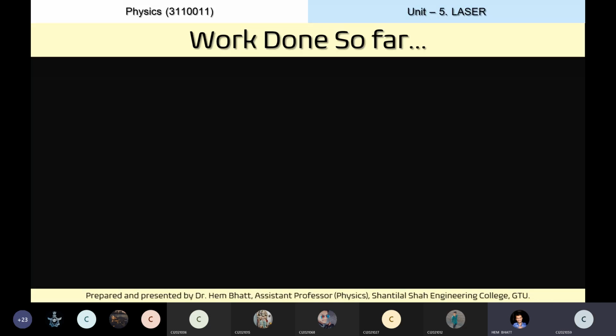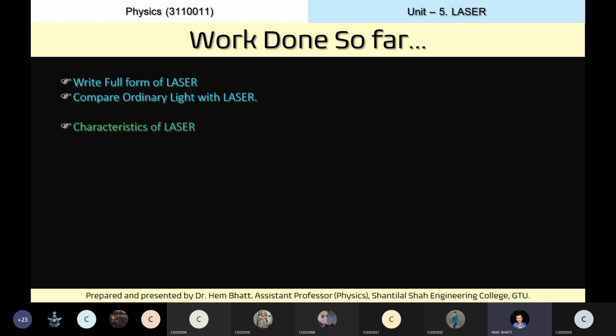How much work we have done so far? So full form of laser we have done, comparison between ordinary light and laser we have done, characteristics of laser we have done, then how to produce light.